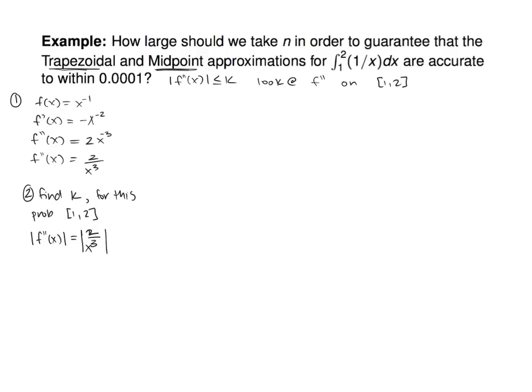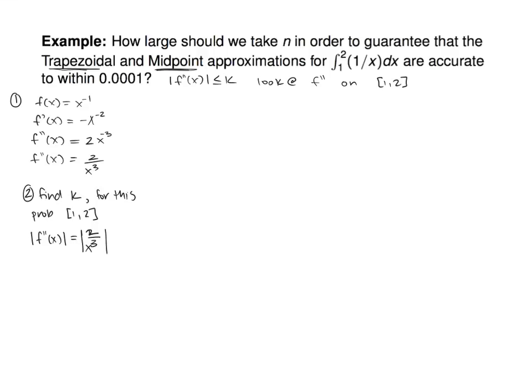Do I really need the absolute value bars there? Not for the interval that I'm given. Does that make sense? If the interval included some negatives, then I would, but since the interval that I'm given is positives, you could be lazy and drop them.